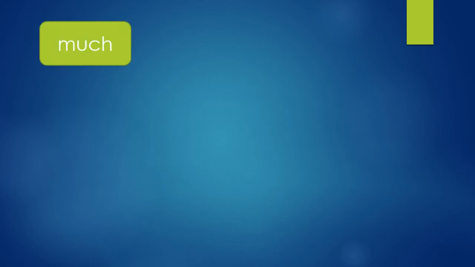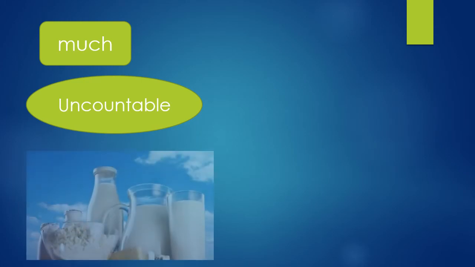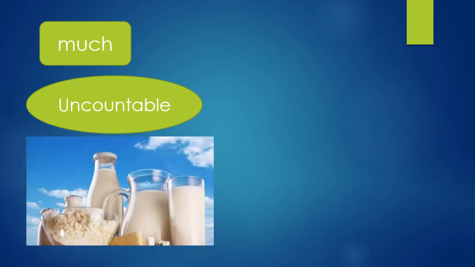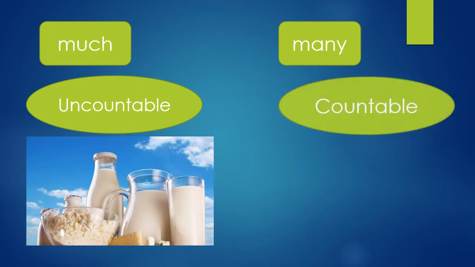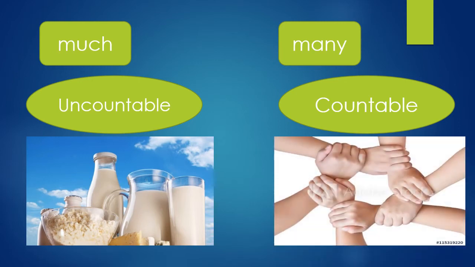Let's focus more to clarify the concept. Much comes with uncountable nouns. Example is milk. We cannot count milk in number. Moreover, many comes with countable nouns that we can count in numbers. How many hands are there? There are many hands. While counting, there are 6 hands. Hope it's clear now.